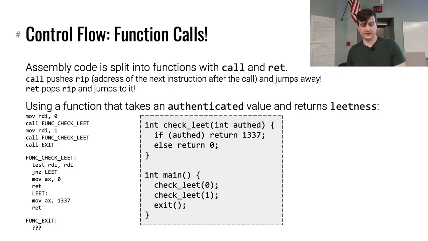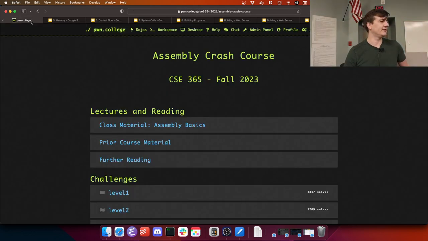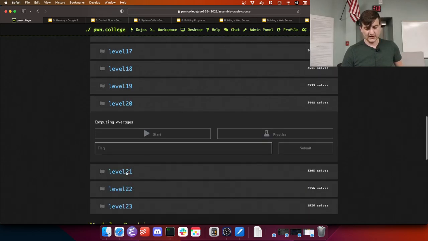So, okay, let's use this knowledge. Let's do, what was the challenge I was doing in office hours? Was somebody the one I was helping then? Who suggested one? I think it was 20. 21? No, it was 20 for sure. Computing averages. Okay.